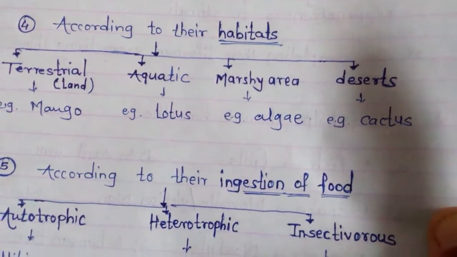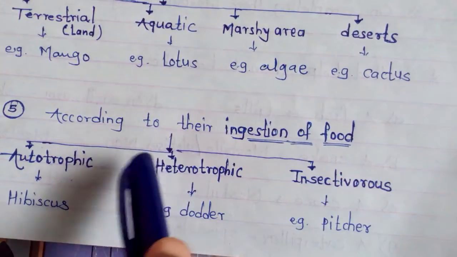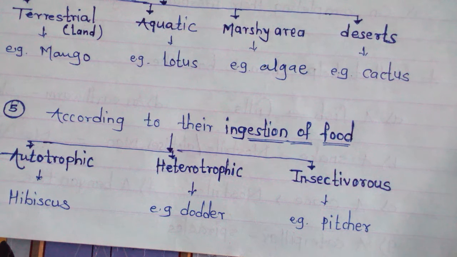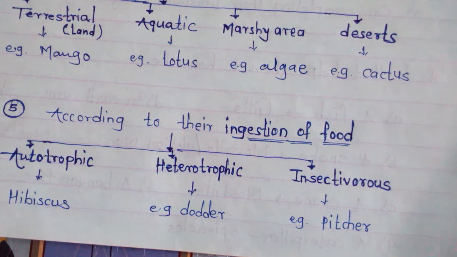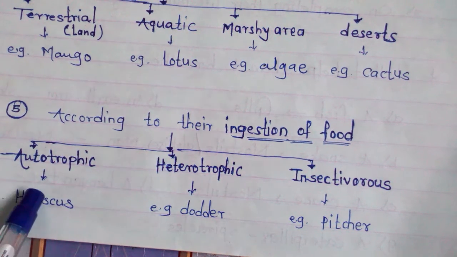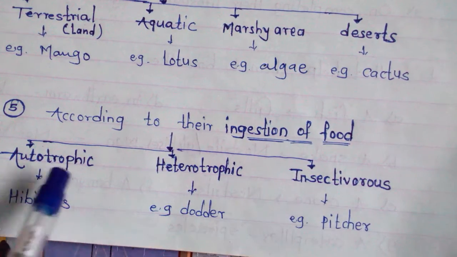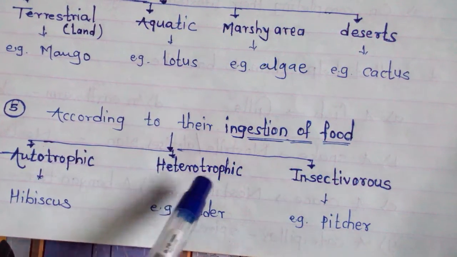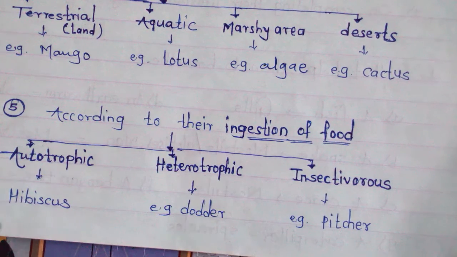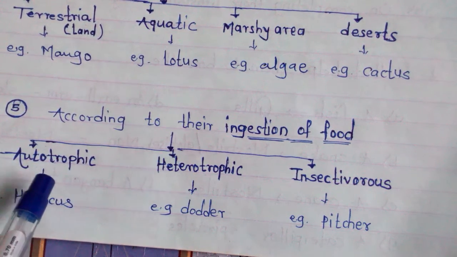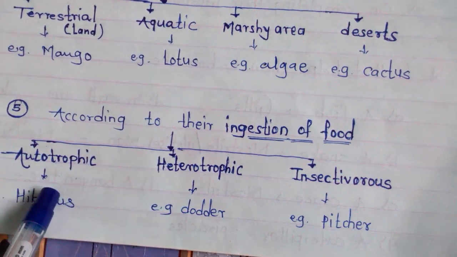Then the last one is according to their ingestion of food. According to their ingestion of food, plants are classified into 3 types: autotrophic, heterotrophic and insectivorous. Listen carefully. Autotrophic plant means the plant makes its own food.